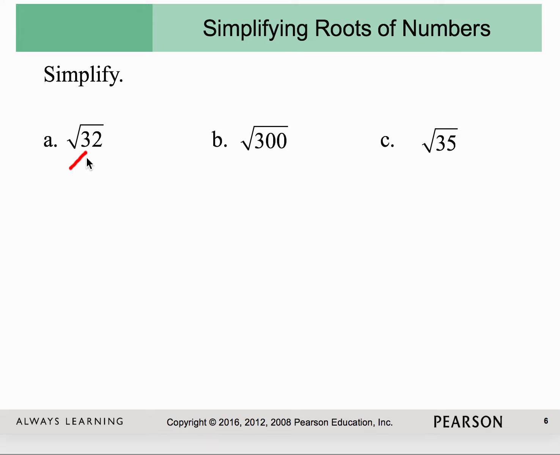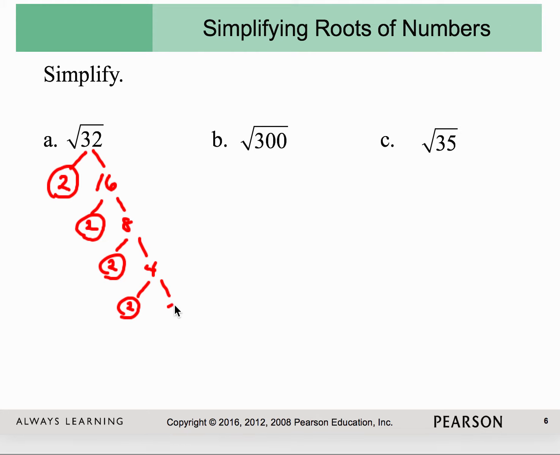If I write this with exponents on it, maybe the easiest way is just to do our prime factorization. Remember this? Keep up with all your prime numbers. So that means I can really write that as the square root of 2 to the 5th.